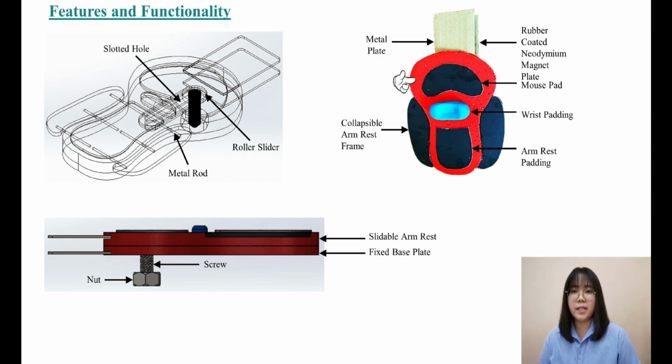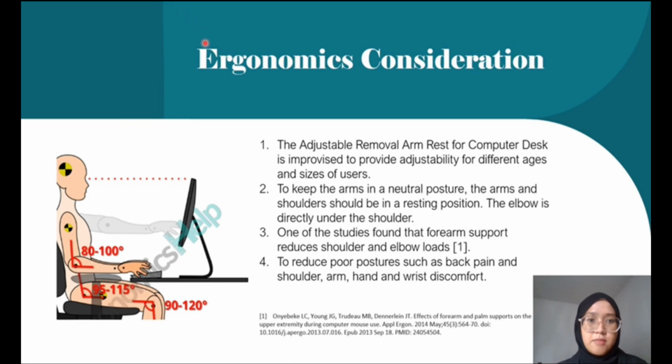Next, the mouse pad serves as a surface for placing and moving a computer mouse. As for the wrist padding, it is made of soft and cooling silicone gel, which aids in blood circulation and helps to reduce contact stress on the wrist. Lastly, the armrest padding acts as a cushion for the arm to lay onto it. Then we go to the prototype analysis.